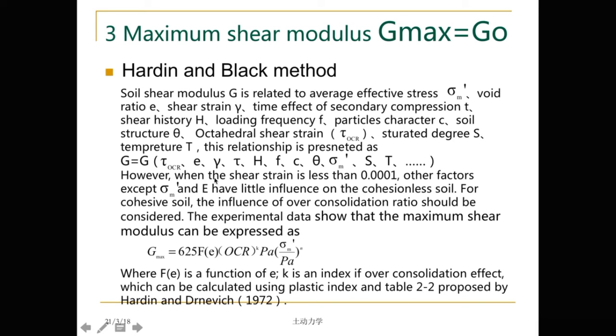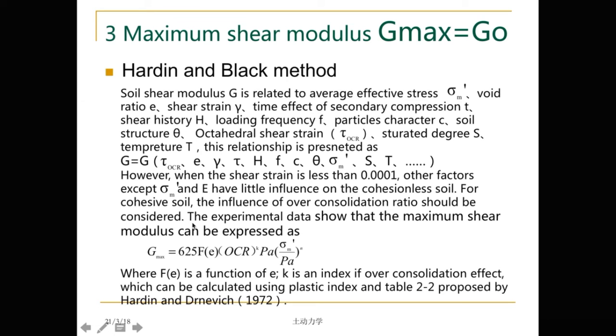However, when the shear strain is less than 0.0001, other factors except sigma m prime and the water ratio e have little influence on cohesionless soil. Sigma m prime is the average of effective stress, the mean value of effective stress. e is the water ratio. For cohesive soil, the influence of over consolidation ratio should be considered.